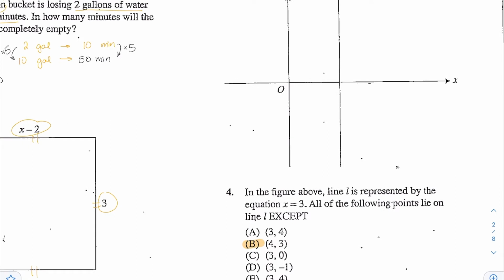All right, next for question number 4, in the figure above, line L is represented by the equation x is equal to 3. All of the following points lie on line L except. So here you have a vertical line at x equals 3. That means that every single point on this line has an x value of 3. So this would be 3 comma 1, this would be 3 comma 2, 3 comma 3, and so on and so forth, or 3 comma negative 1. If you look at choice B, it is the only one that has a 4 for the x. So it would actually be over here, 4 comma 3. That's not on that line.